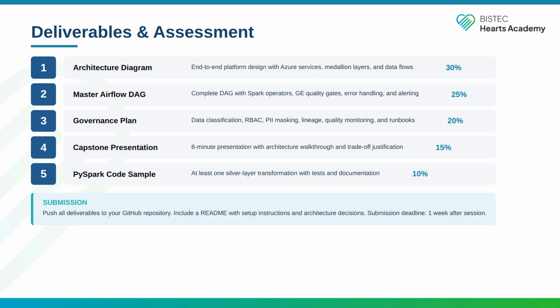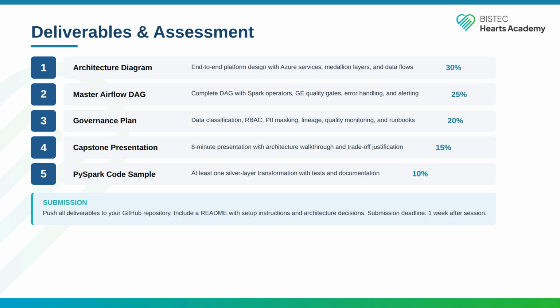The governance plan is worth 20%, showing your understanding of operational data engineering. The Capstone presentation is 15%, reflecting your ability to communicate technical decisions clearly. And the PySpark code sample is 10%, at least one silver layer transformation with tests and documentation.